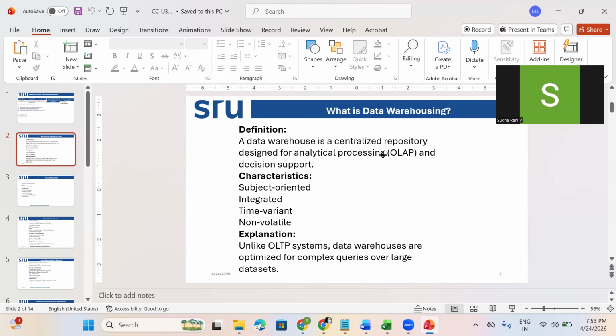What is data warehousing? A data warehouse is a centralized repository designed for analytic processing, that is OLAP, and decision support. The characteristics of data warehousing: it is subject-oriented, integrated, time-variant, and non-volatile. Unlike OLTP systems, data warehouses are optimized for complex queries over large datasets.